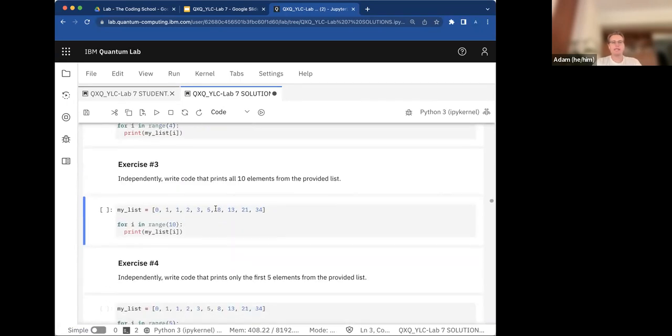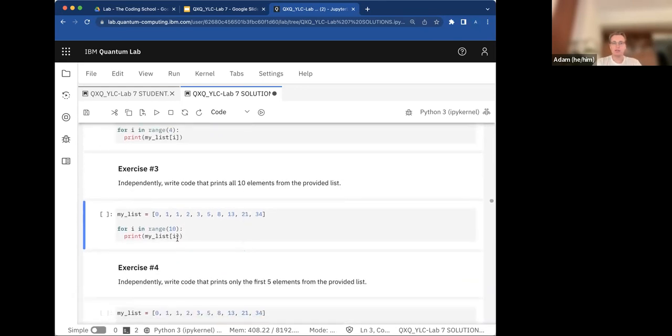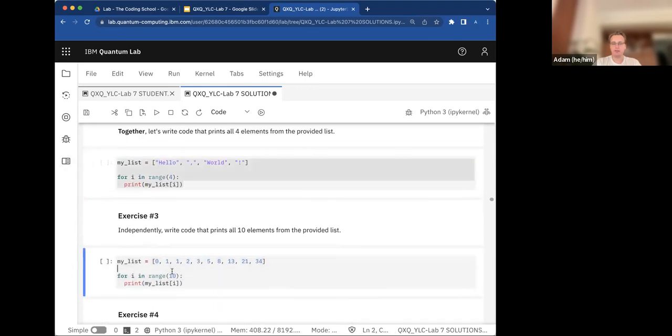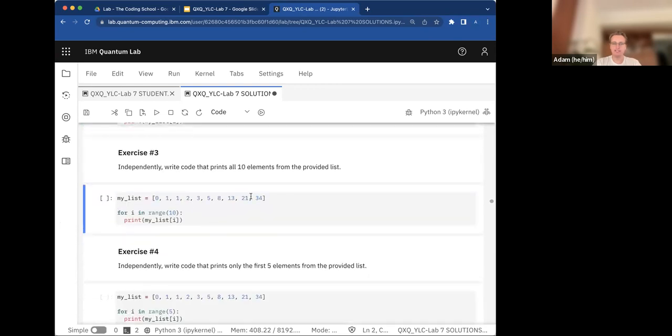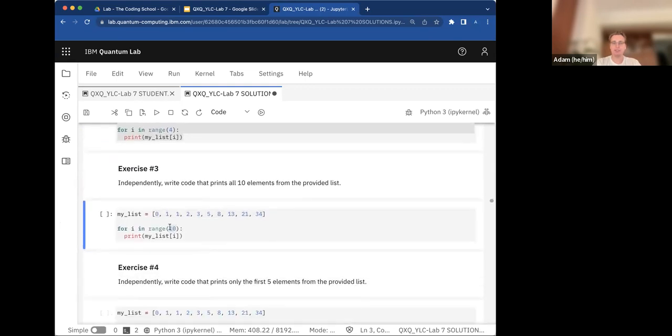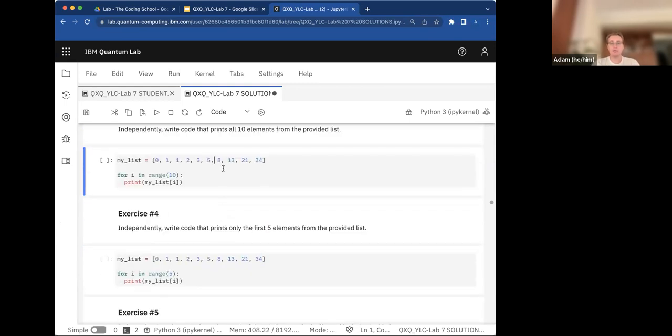So for exercise 3, we want to write code that prints all 10 elements from the provided list, right? This actually is going to be very similar to what we had above. We just have to change the number. The beautiful thing is that although this is a different list with a different data type in it, these are ints as opposed to strings, and it's a different size, we actually don't have to change the code very much. That's something that's a very good sign in computer science, when you can do a lot of things with very little change.